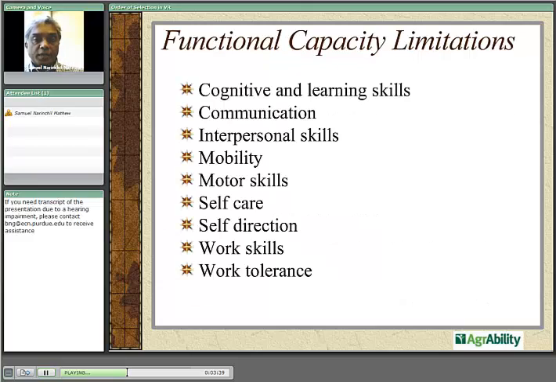Functional capacity limitations. Severity is determined on the functional limitations listed on this slide as per the reports available to the VRC from the customer. Hence, it is important to provide as much information as necessary to the VRC. There is specific criteria attached to each of the functional capacity limitations. Take a minute to read through the limitations. And this may range from cognitive and learning skills to work tolerance.